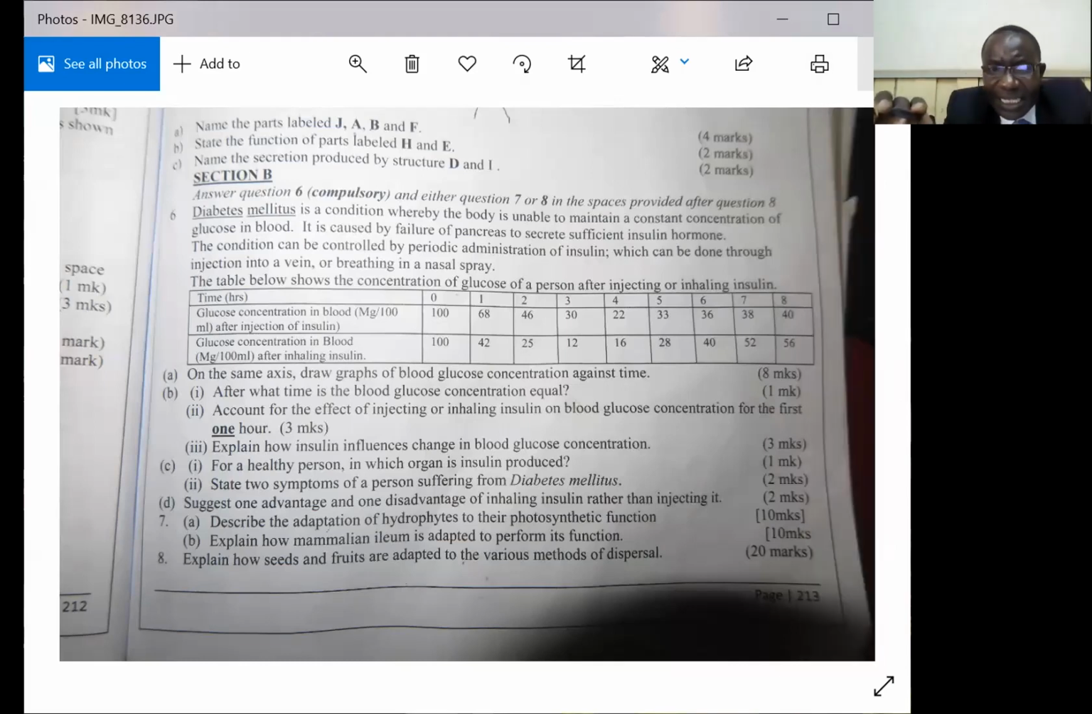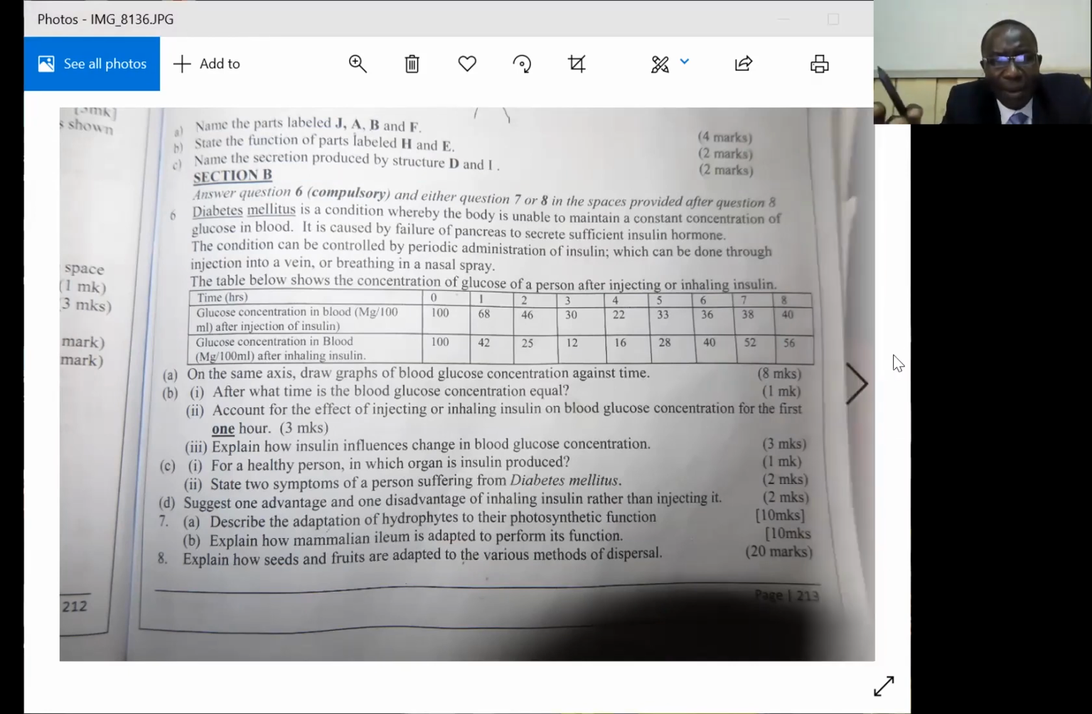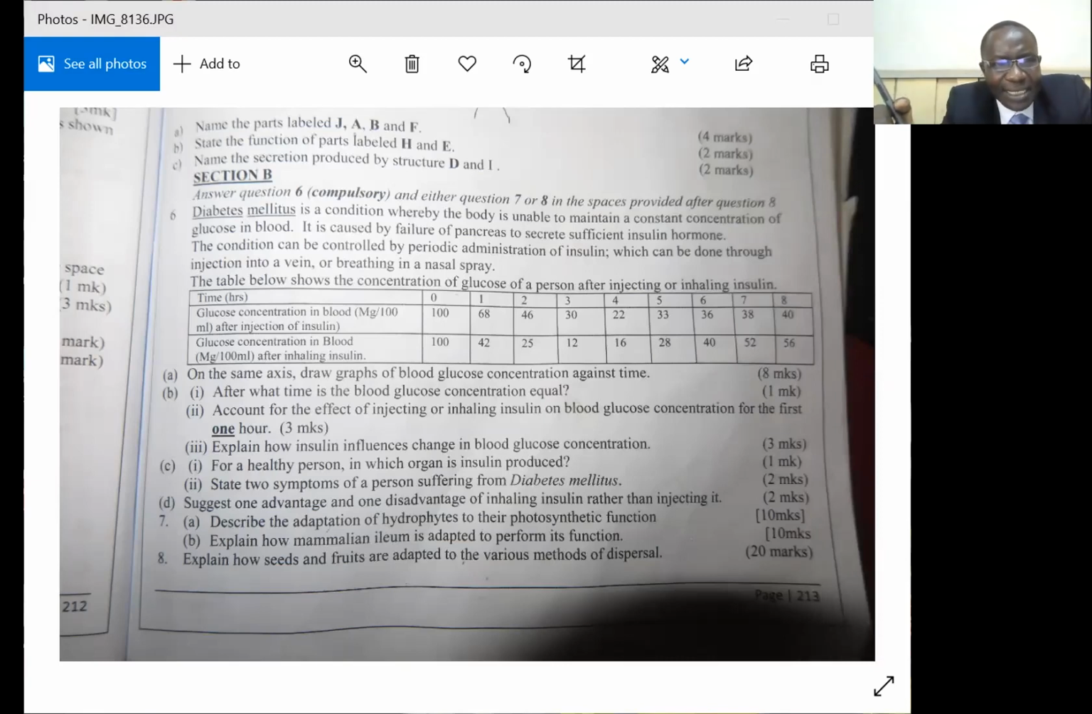So such a candidate, if he or she has drawn a good diagram, should just check where the curves meet and then draw it downwards to meet the correct hour and time when they are equal. Then part C, just leave it at the question.